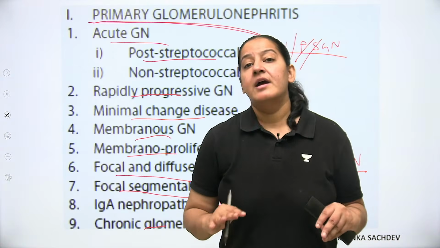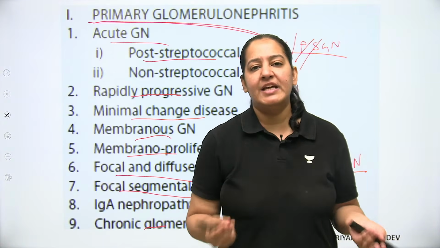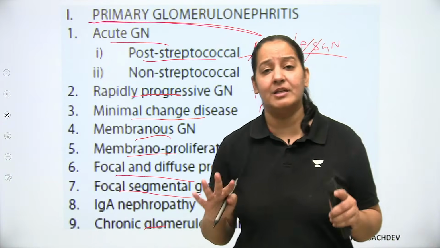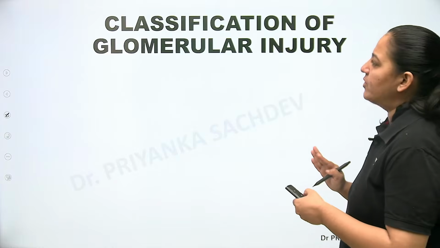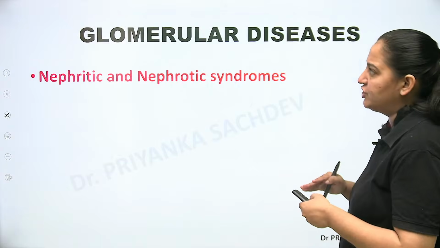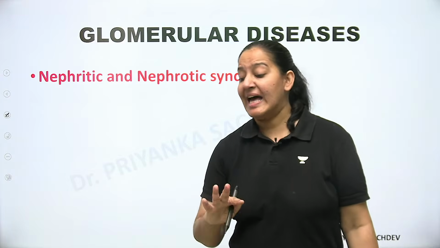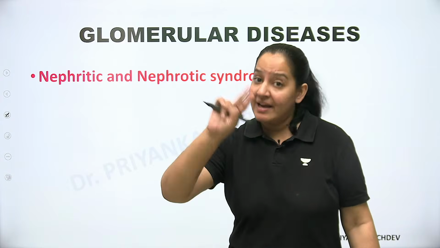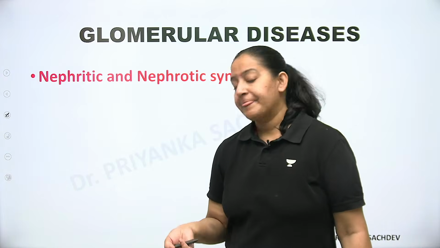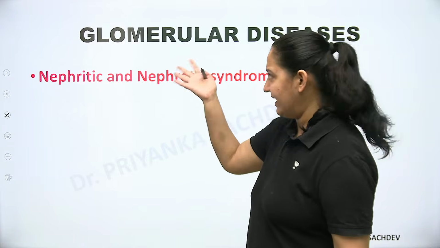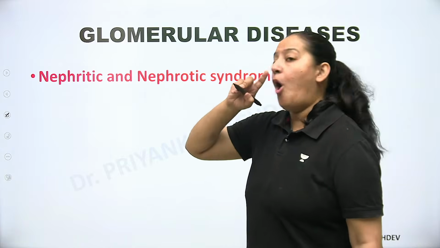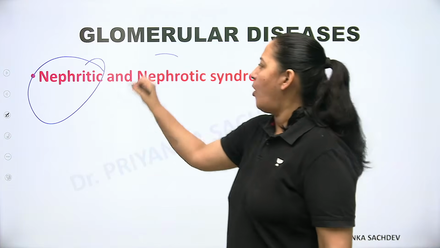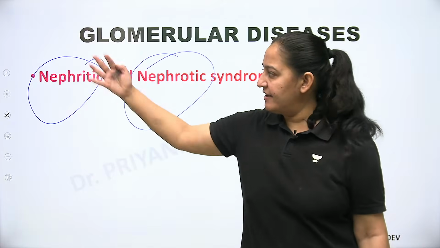So before starting the individual glomerulonephritis, let me teach you the manifestations of glomerulonephritis in one shot only. I will tell you the clinical manifestation of all together. Let me teach you the presentation, the clinical features, the manifestation, whatever you call it, of glomerulonephritis. All glomerulonephritis either end in nephritic syndrome or nephrotic syndrome. Either they result in nephritic or nephrotic.